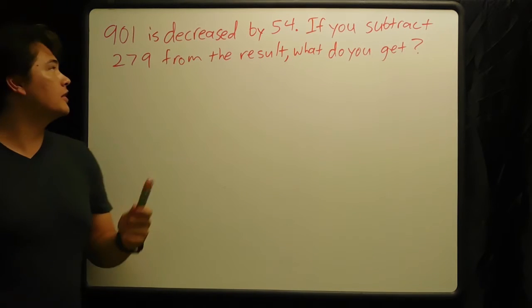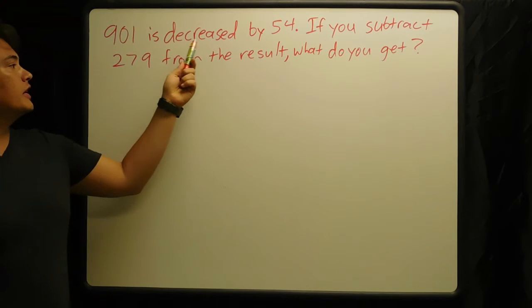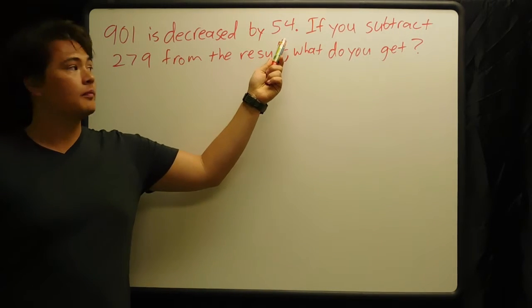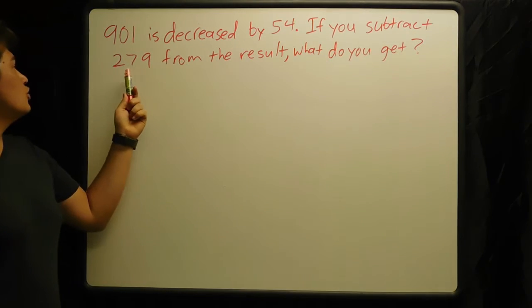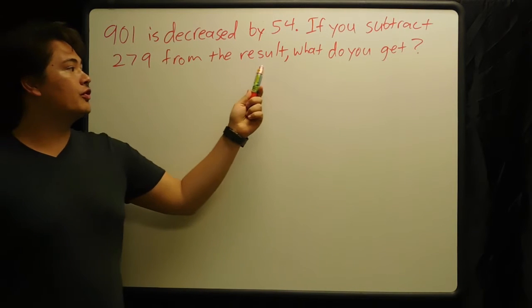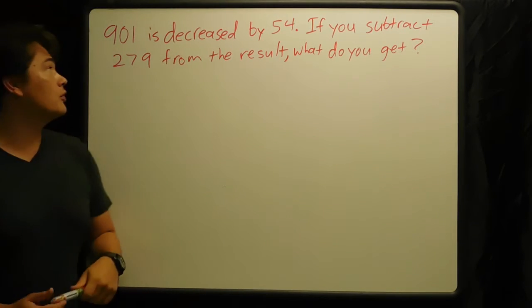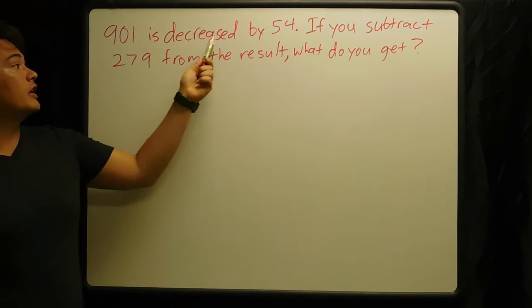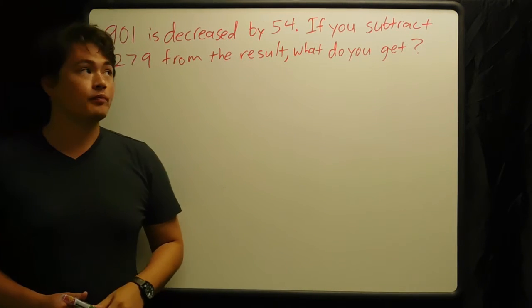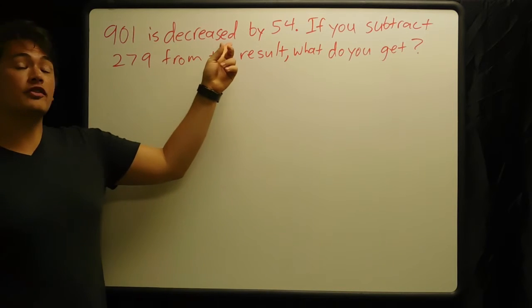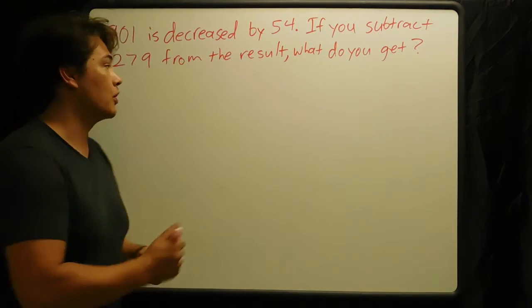This question is asking, 901 is decreased by 54. If you subtract 279 from the result, what do you get? So let's look at the first part of this question. 901 is decreased by 54. 901 is going to be subtracted by 54.